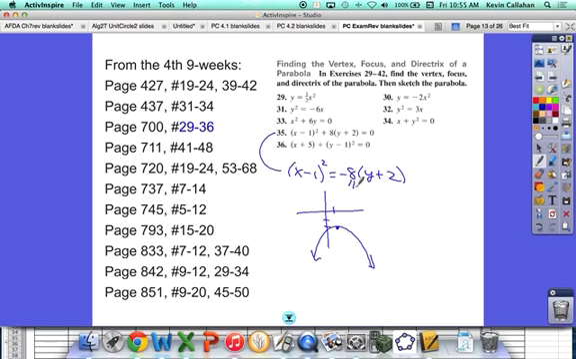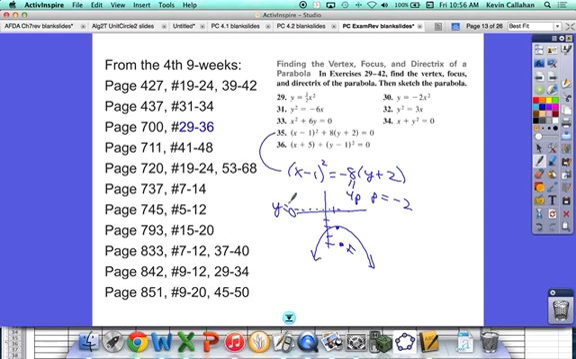Okay, this here is 4 times p. And p is the distance from the vertex to the focus, and from the vertex to the directrix. So in this case, p equals negative 2. So we would go down 2 and up 2. And remember, the focus is a point. The directrix is a line. Y equals 0.